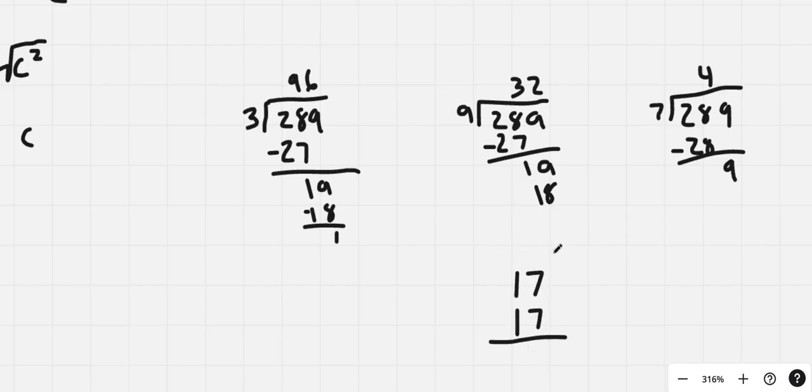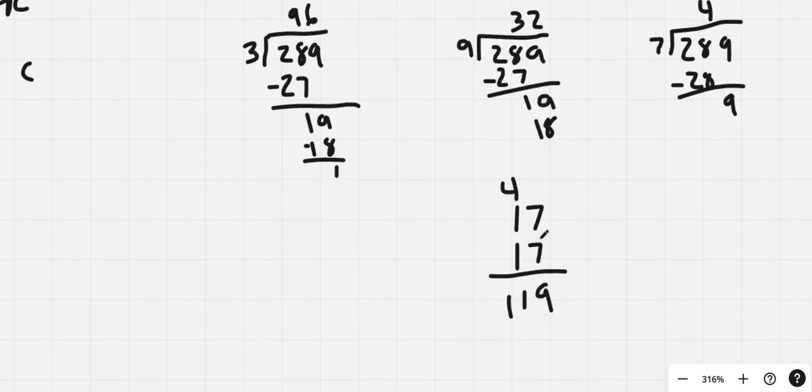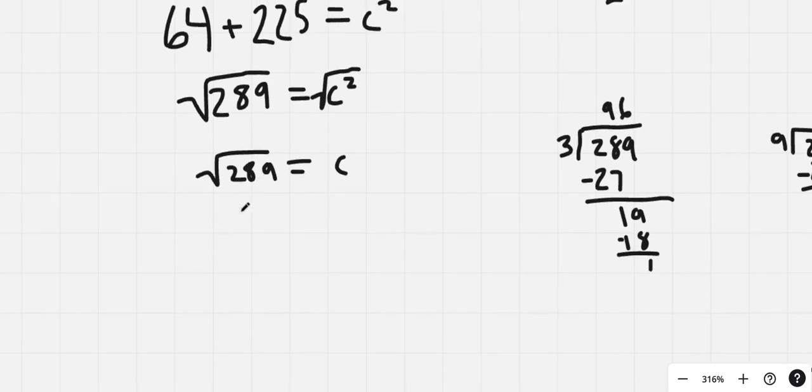Let's go for perfect squares. 7 times 7 is 49. Carry our 4. 7 times 1 is 7 plus 4 is 11. Then we put in a 0. Cross out our carry from our previous computation. 1 times 7 is 7. 1 times 1 is 1. That gives us 289. So c, the square root of 289, is 17. C equals 17.